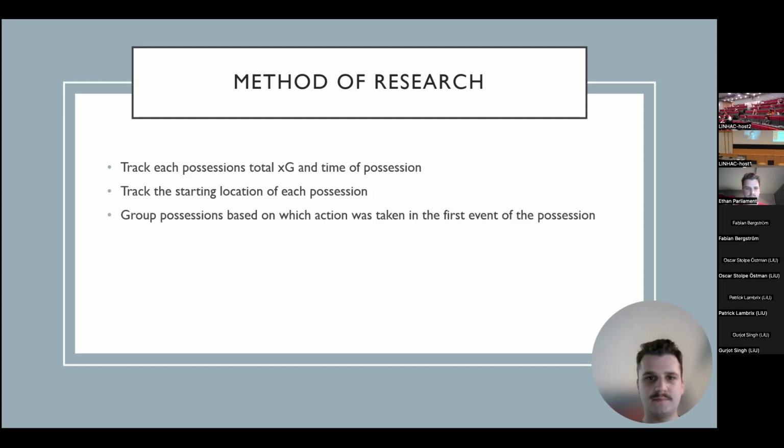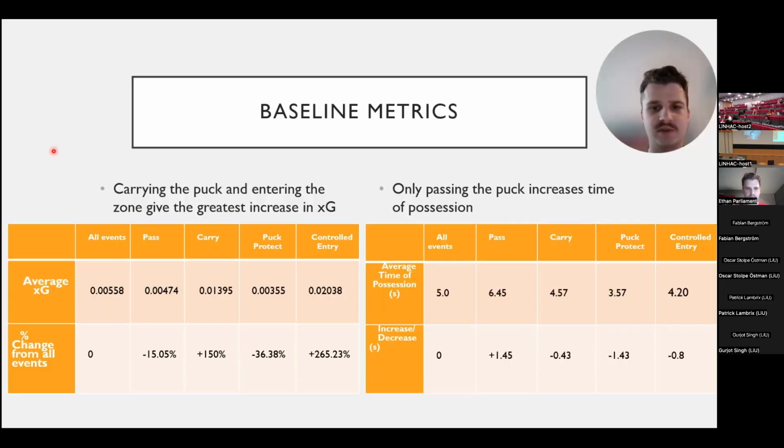To start, I wanted to compare the average expected goals and average time of possession of each action compared to all events. This table on the left will show the average expected goals for all events, for passing the puck, carrying the puck, protecting, and entering the zone. In this bottom row, we can see how it changed compared to the average possession. We can see that passing the puck and protecting the puck reduce the average expected goals of your possession, while carrying the puck and attempting to enter the zone more than double your average expected goals.